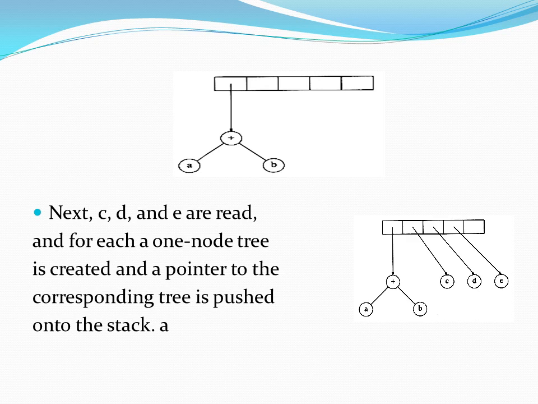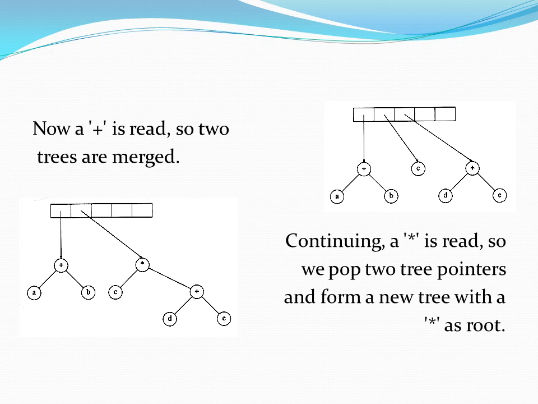Next, c, d and e are read, and for each one a one node tree is created and a pointer to the corresponding tree is pushed into the stack. Since it is not an operator, we are pushing the symbols into the stack. The next is an operator, plus is read. So pop two symbols from the stack and create a subtree. So d and e are popped and create a subtree.